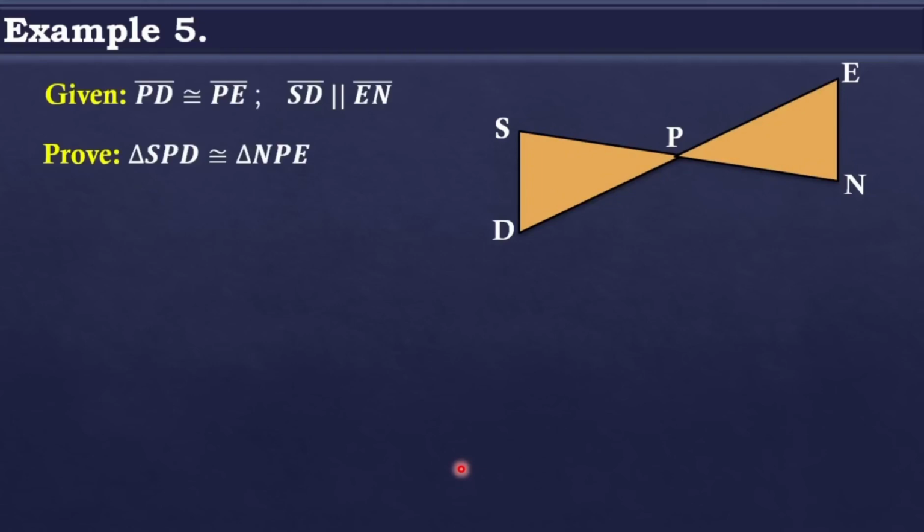Let's have example number 5. So I have here segment PD is congruent to segment PE, and then your segment SD is parallel to segment EN.